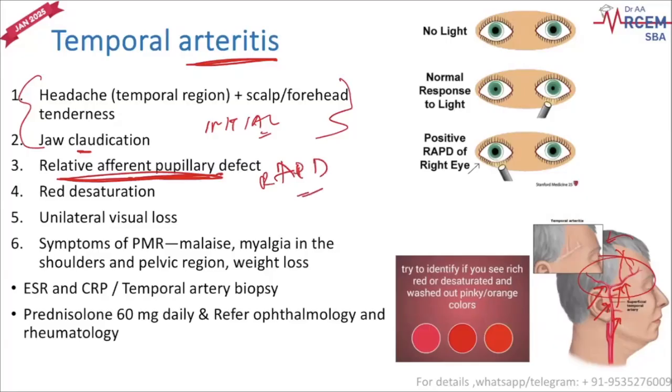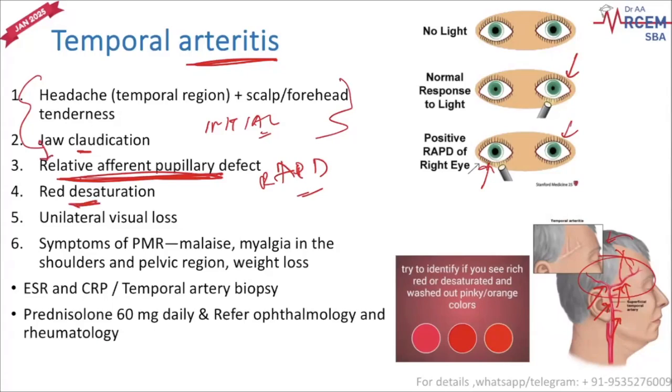What is RAPD? Whenever you flash the light, the pupil should constrict. When you flash the light and the pupil does not constrict, that means there is an afferent pupillary defect present. That is known as RAPD. Basically, afferent pupillary defect is the one you need to remember. This is just a clinical sign.